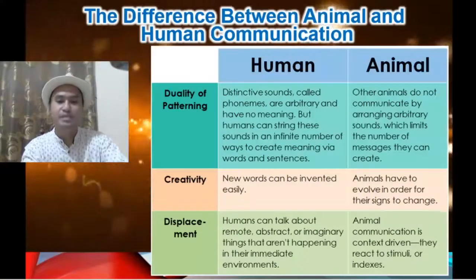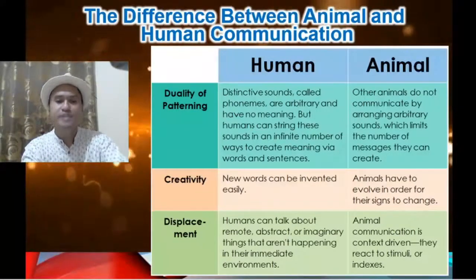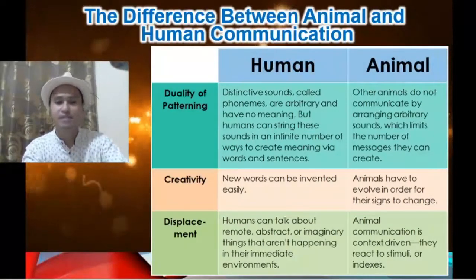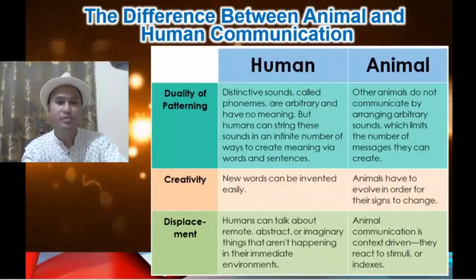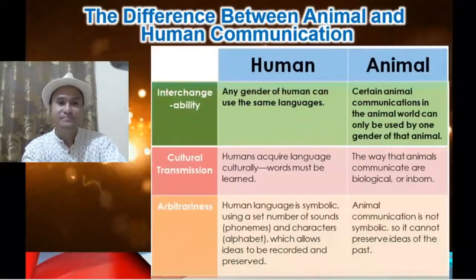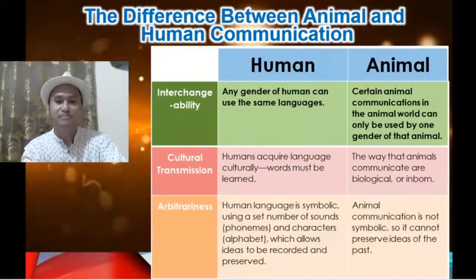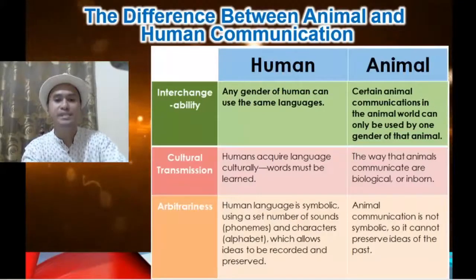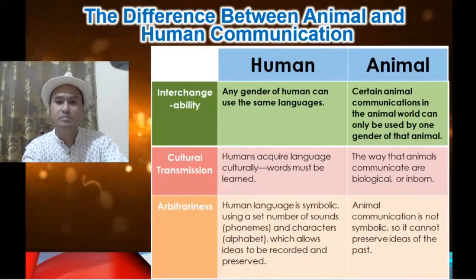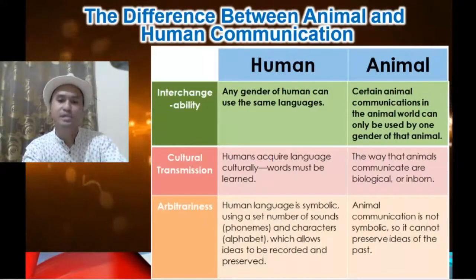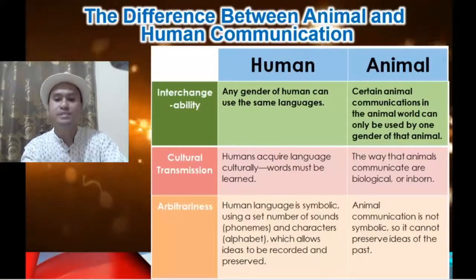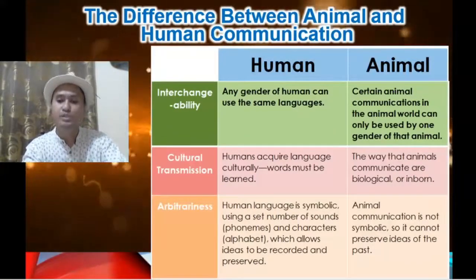And talking about displacement, humans can talk about remote, abstract, or imaginary things that aren't happening in their immediate environments, while animal communication is context-driven. They react to stimuli or indexes. Now let's talk about interchangeability. For humans, any gender of human can use the same languages, while for animals, certain animal communications can only be used by one gender of that animal. And for cultural transmission, humans acquire language culturally. Words must be learned, while with animals, the way that they communicate is biological or inborn.